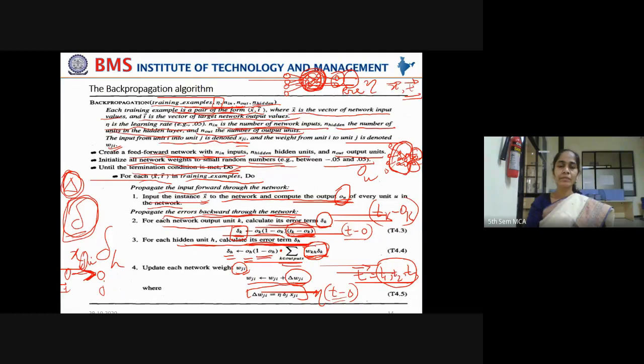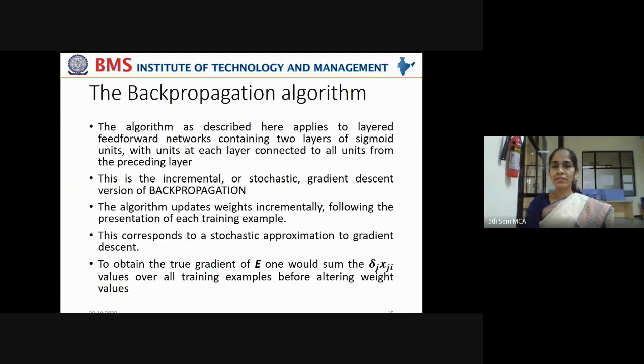Right? Now the algorithm as described here applies to layered feed-forward networks containing two layers of sigmoid units.